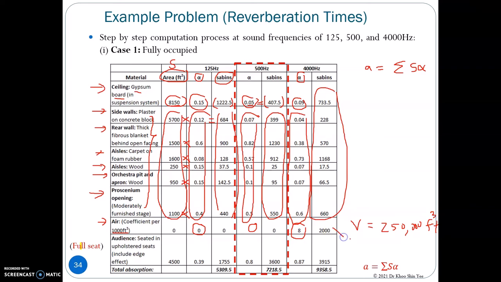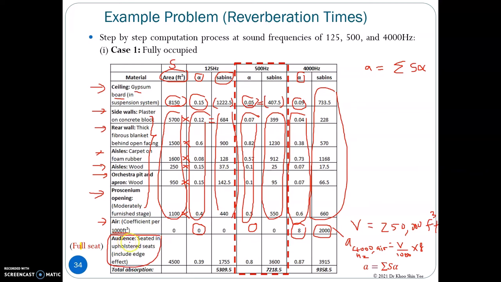cube. Therefore, the sound absorption of the air at 4000 Hz will be equal to the volume divided by 1000 feet cube and multiplied with 8. After you perform the calculation, you should obtain the air absorption at 4000 Hz to be 2000 sabins. You need to be careful for this item.